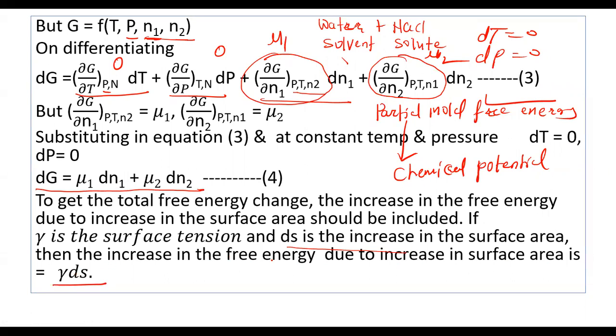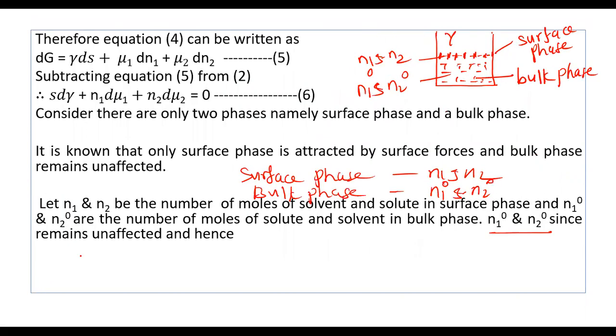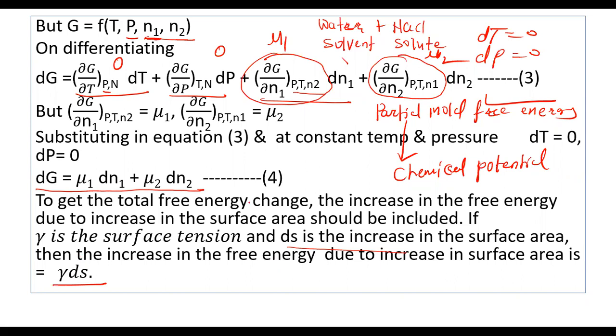The increase in the free energy due to the increase in the surface area is equal to gamma into dS. So we have to add this term into equation 4, because the total free energy change will be different in the case of a solution of solute and solvent.